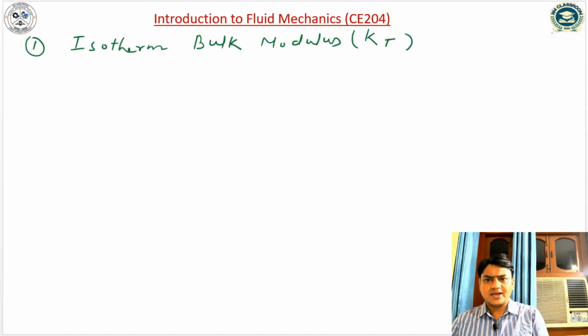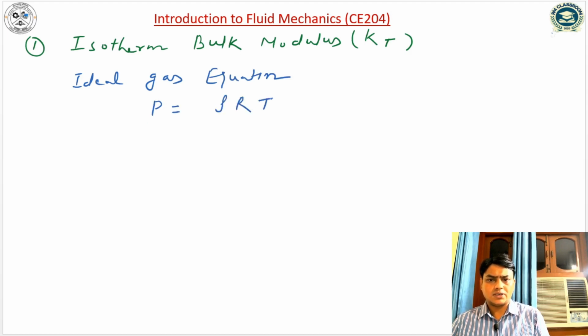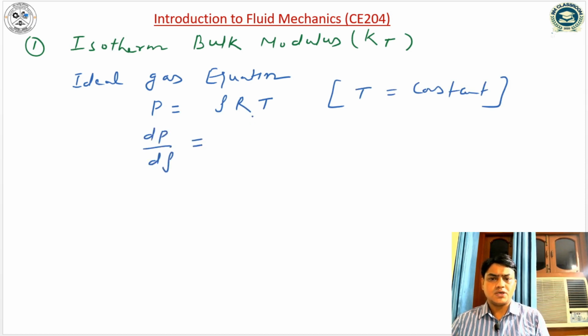So we know the ideal gas equation, that is P is equal to rho R T. Here it is isothermal, that is, temperature is constant. So dP by d rho is equal to RT, where R is the gas constant and T is the temperature, which is constant.